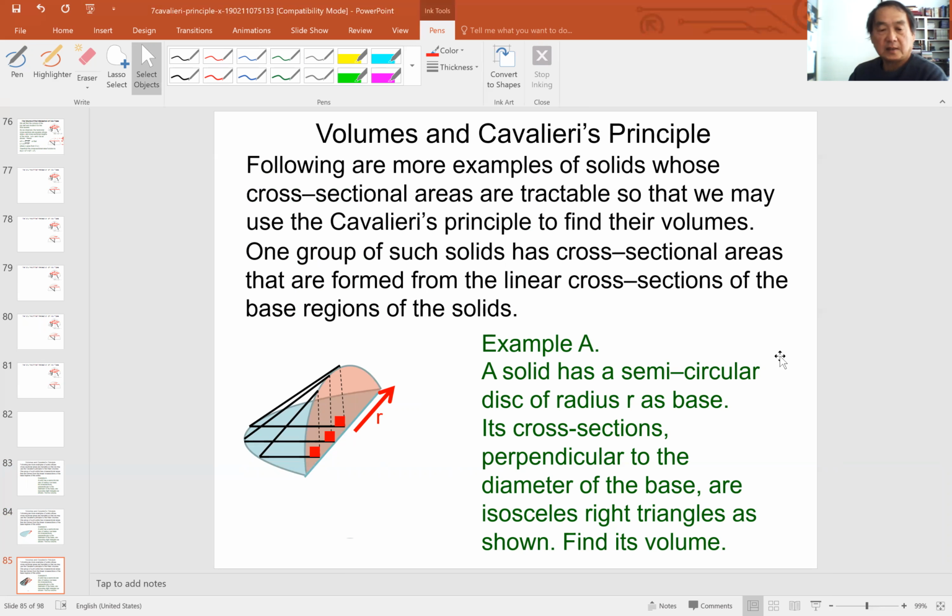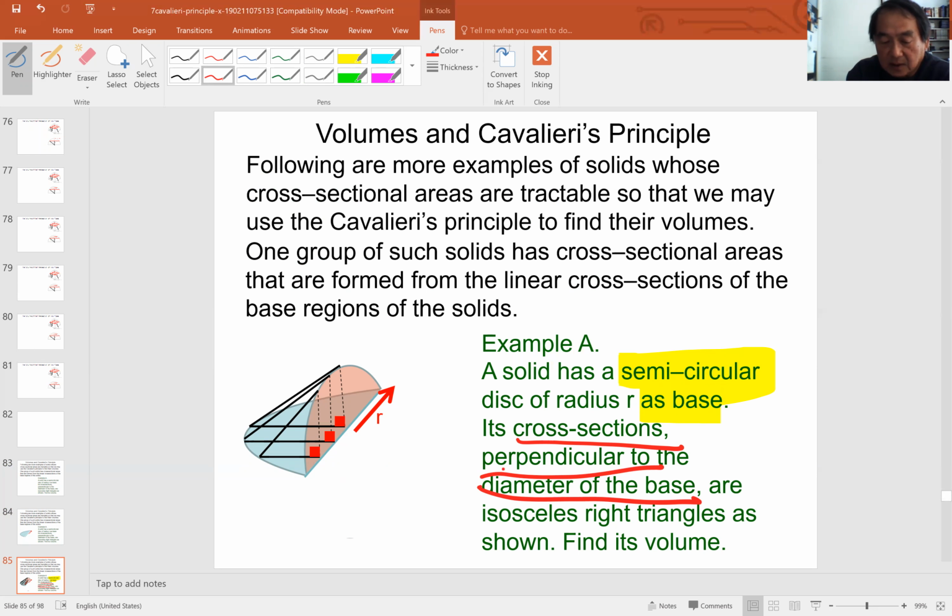Okay. And here's what it reads: semicircular base. Its cross sections, I'm describing this being perpendicular to the diameter. So I'm taking the cross section in this way. I'm slicing this one perpendicular to the diameter. So I'm taking these cross sections of these shapes. Okay, and what about these cross sections? They are isosceles triangles.